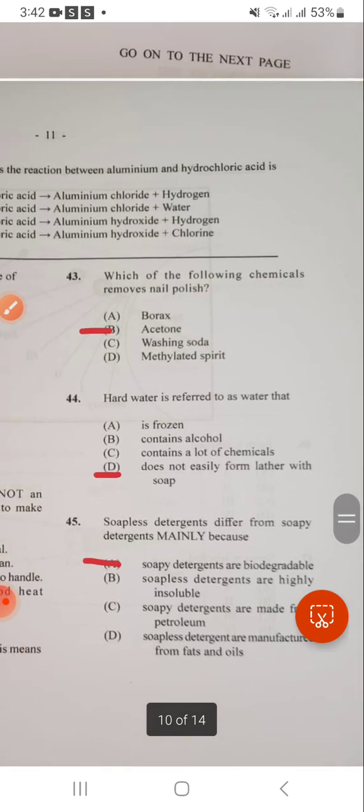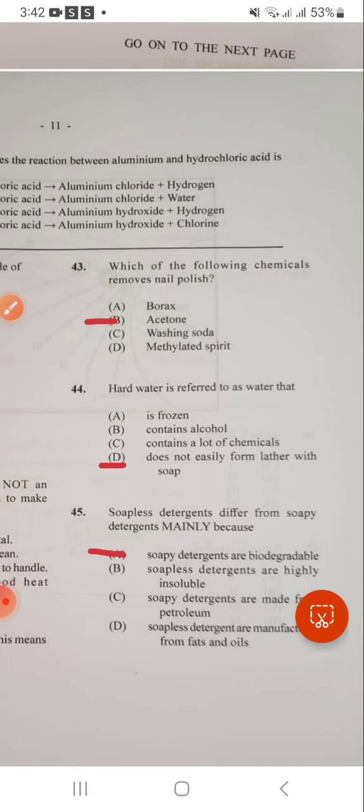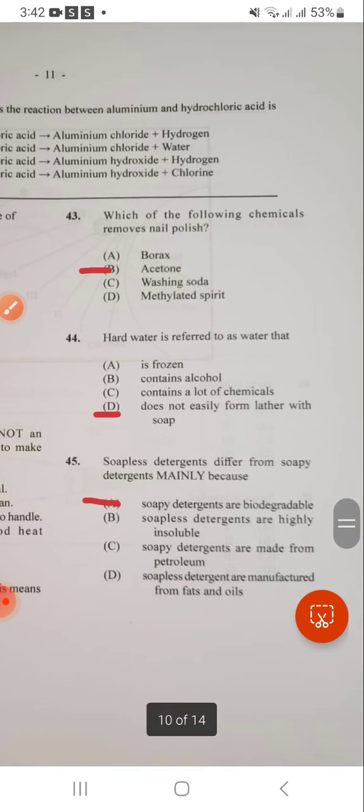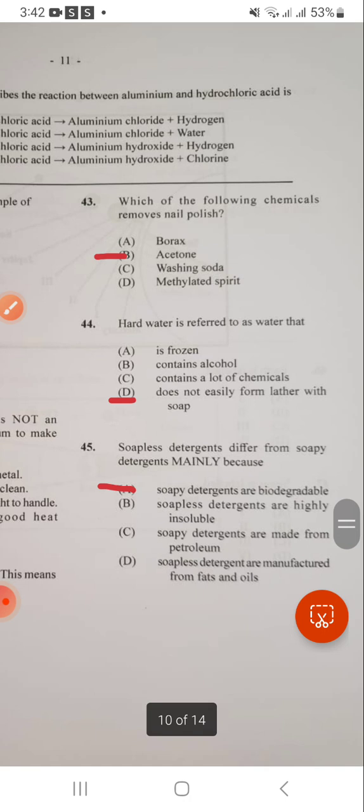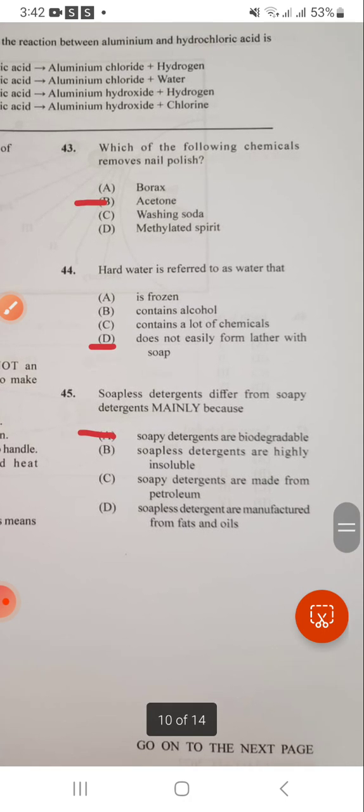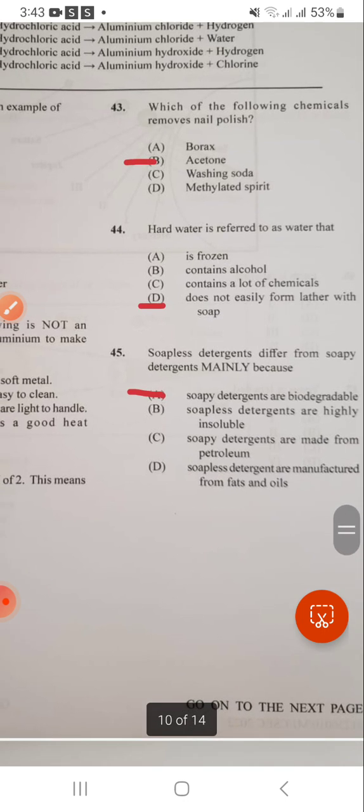Question number 43. Which of the following chemicals removes nail polish? That is B. Acetone. Number 44. Hard water is referred to as water that does not easily form lather when mixed with soap. That is D. Number 45. Soapless detergents differ from soapy detergents mainly because A. Soapy detergents are biodegradable.